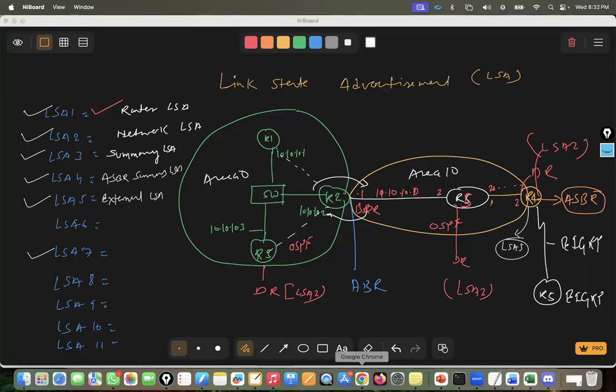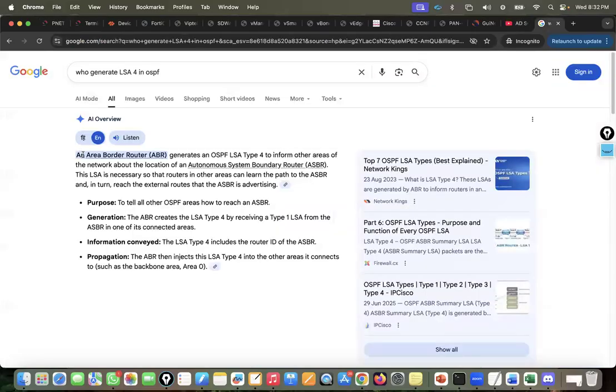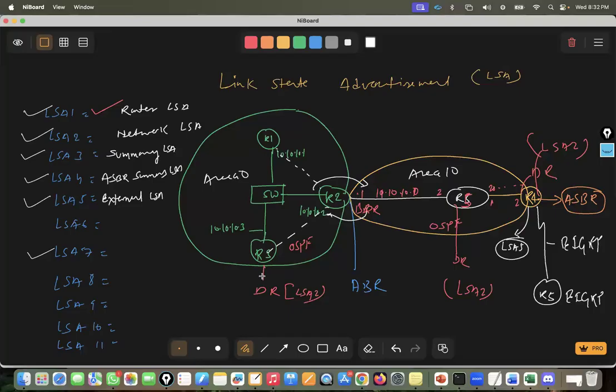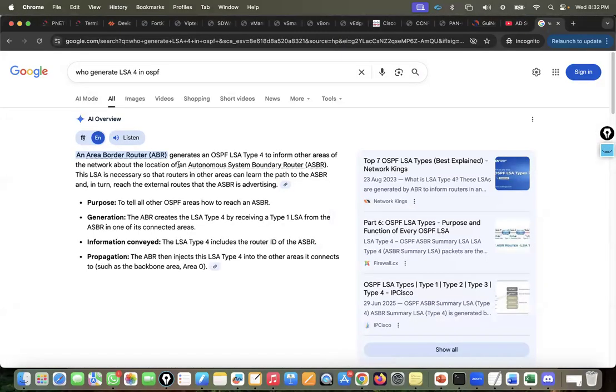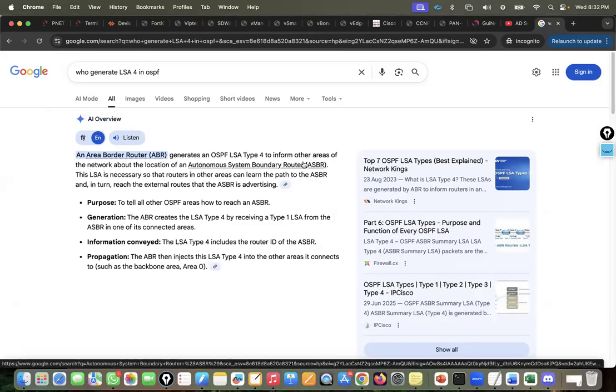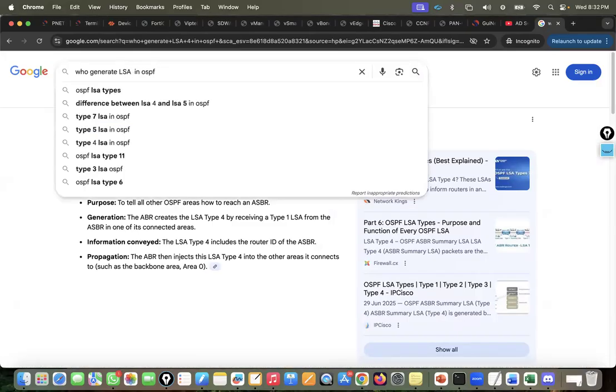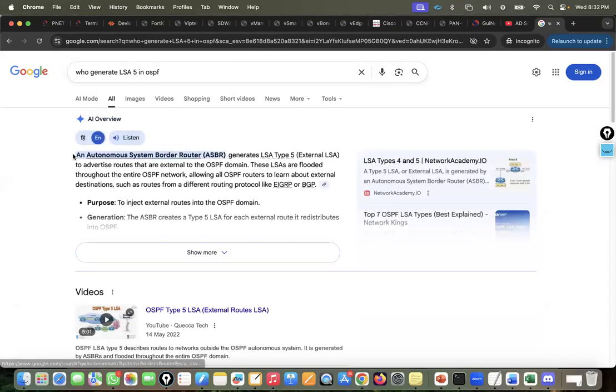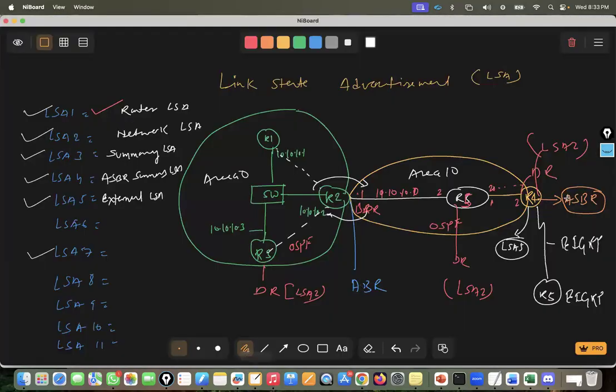So that's why you can see here, it's written an area border router generates the LSA type 4 to inform other area networks. Who are the other area networks? R1 and R3. How to reach the ASBR. Clear? Got it. And now if we talk about who generates the LSA5, that is your ASBR router. LSA5 is going to be generated by the ASBR, but LSA4 is going to be generated by the ABR. You have to remember this because it's always confusing and most engineers get stuck here.